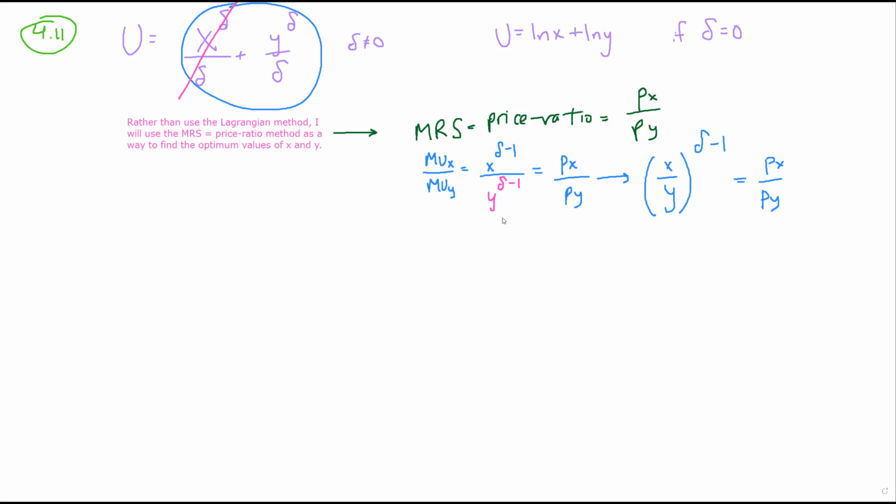X is being raised to the delta minus 1. Y is being raised to the delta minus 1. So I'm going to put them in the same parentheses because the X and Y are being divided, and say X divided by Y to the delta minus 1. Now, my job is to get my hands on just the ratio X divided by Y. So what would I do to both sides of this equation so as to get rid of this delta minus 1?